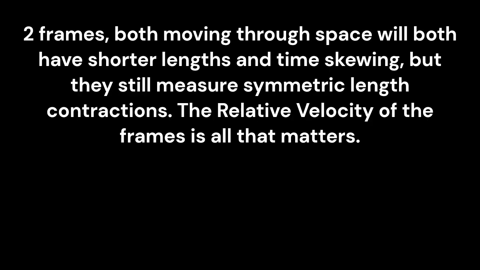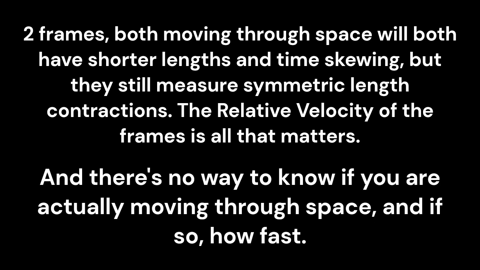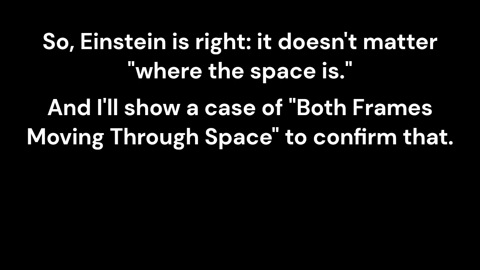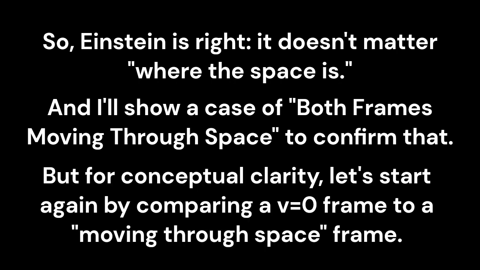Two reference frames moving relative to each other that are both actually moving through space will both have shorter lengths and will both have time skewing, but they'll measure the same symmetric length contractions if the relative velocities of the frames are the same. So again, Einstein is right. It doesn't matter where the space is, and I'll show a case of both frames actually moving through space to confirm that. But for conceptual clarity, as a starting point, let's again start by comparing a v=0 frame to a moving-through-space frame, just so we can have a better vision of what's happening.